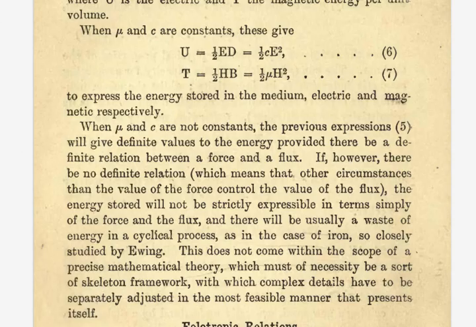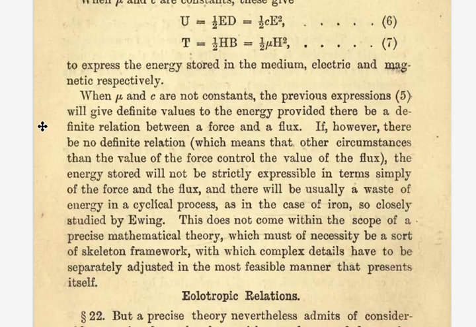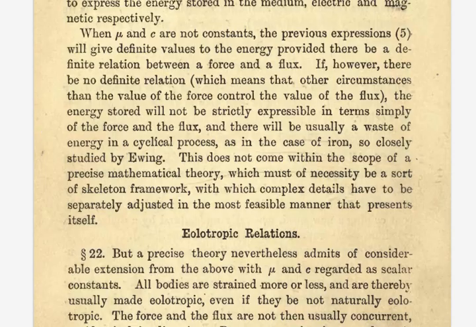If, however, there be no definite relation, the energy stored will not be strictly expressible in terms simply of the force and the flux, and there will be usually a waste of energy in a cyclical process, as in the case of iron, so closely studied by Ewing. This does not come within the scope of a precise mathematical theory, which must of necessity be a sort of skeleton framework, with which complex details have to be separately adjusted in the most feasible manner that presents itself.